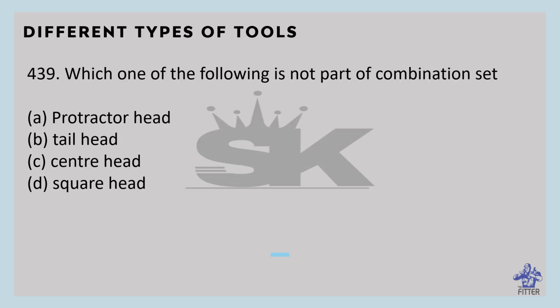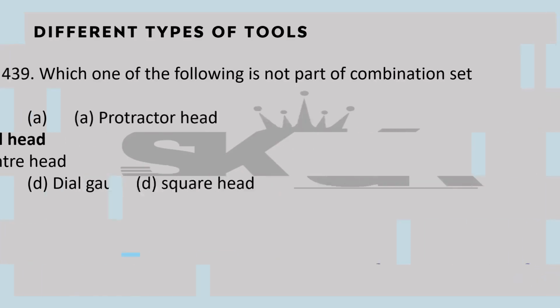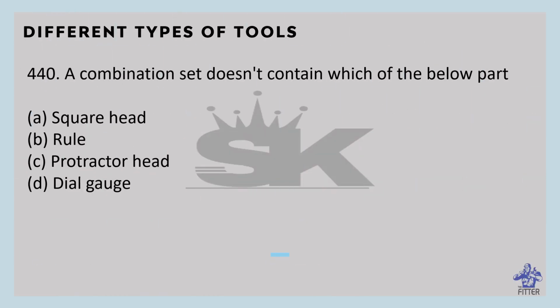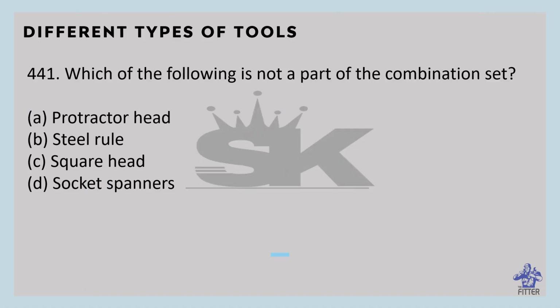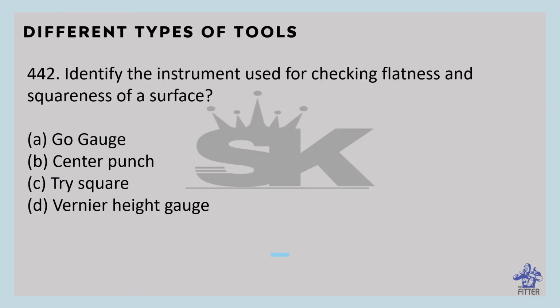Which one of the following is not part of the combination set? That is the tail head. A combination set does not contain which of the below parts? That is the dial gauge. Which of the following is not a part of the combination set? That is the socket spanner. Identify the instrument used for checking flatness and squareness of surface. That is the try-square.